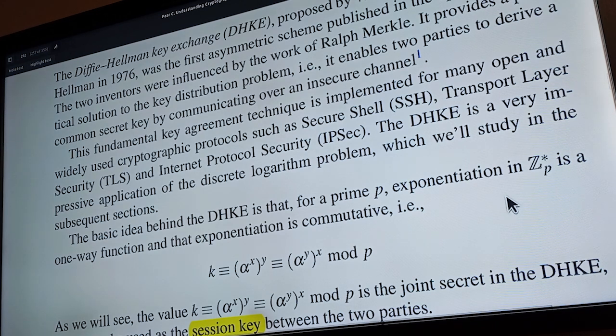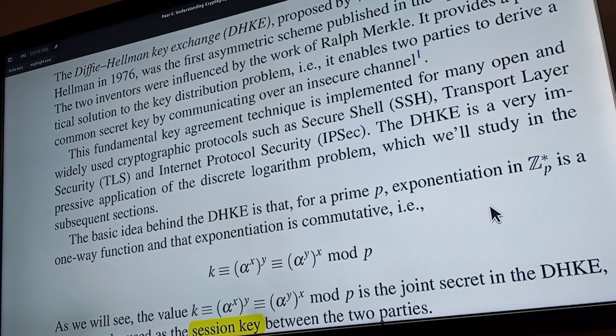When I say modulo p, I mean in this set. Note that p here is prime. This set comprises elements from 0 to p minus 1 inclusive that are co-prime to p. Two elements are co-prime when the GCD is equal to 1.